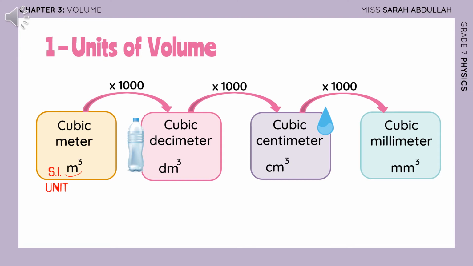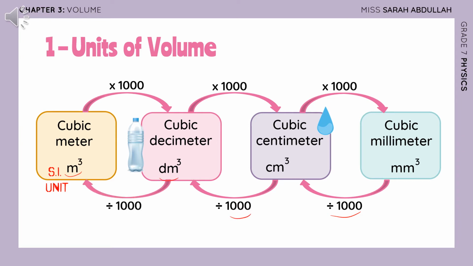Now the other way, what should we do? Divide by 1,000. So from cubic millimeter to cubic centimeter, we divide by 1,000. From cubic centimeter to cubic decimeter, we divide by 1,000, and then from cubic decimeter to cubic meter, we divide by 1,000. Now, there are other units besides those, and of course, you've seen liter and milliliter, right?